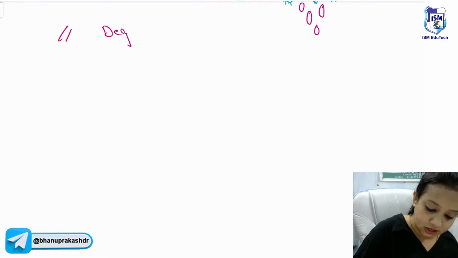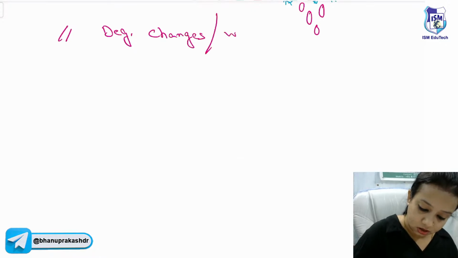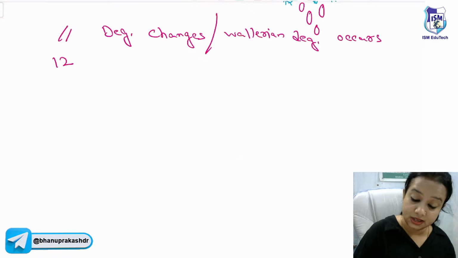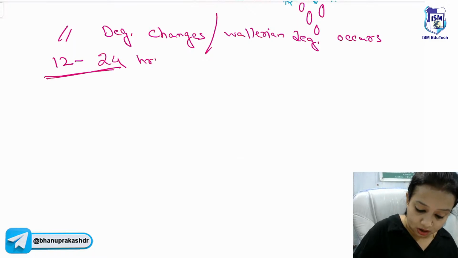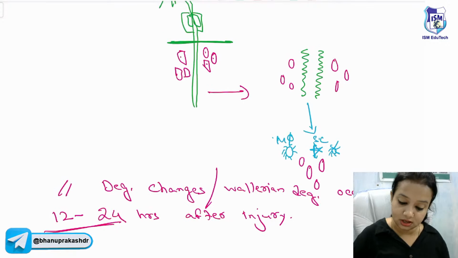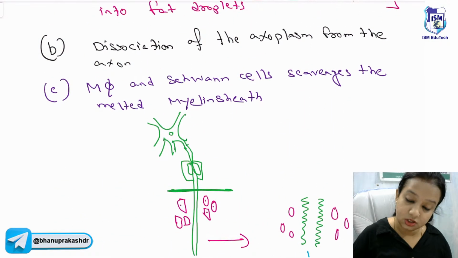And one thing to remember, degenerative changes or Wallerian degeneration occurs, depending on the severity, 12 to 24 hours after injury. So these are the changes in Wallerian degeneration.